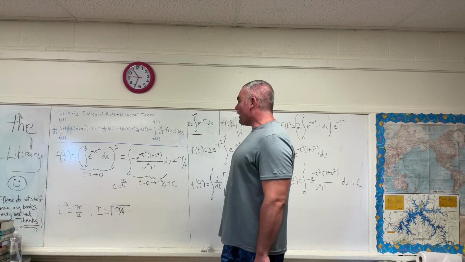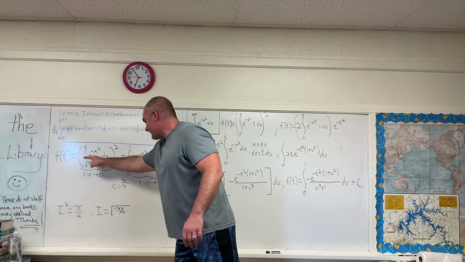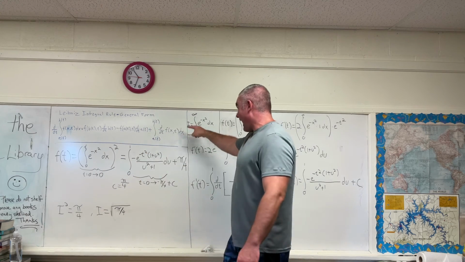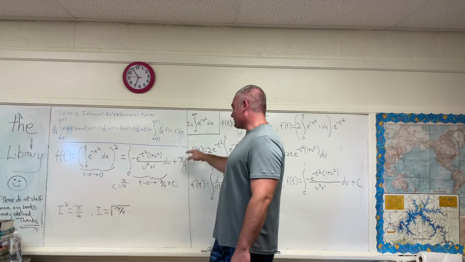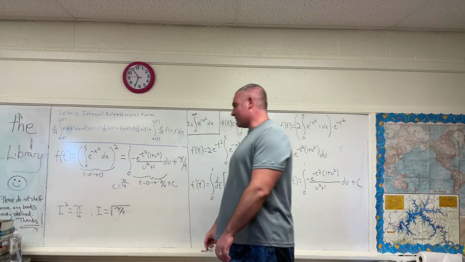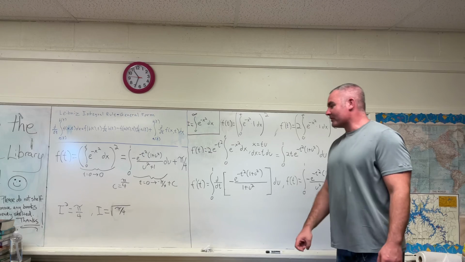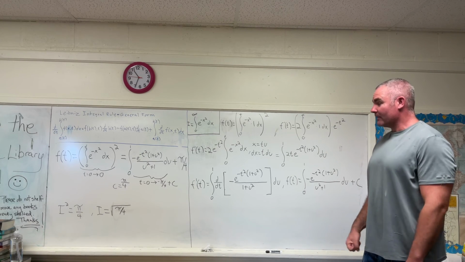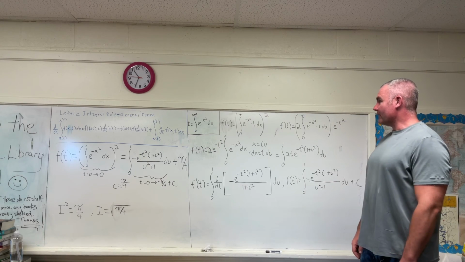So basically what we get is that this thing squared, which is I squared, is equal to pi over 4, stated right there. And the next step is pretty simple. You just take the square root on both sides, giving you I is equal to the square root of pi over 4. And that's it. The Gaussian integral evaluated yet again.